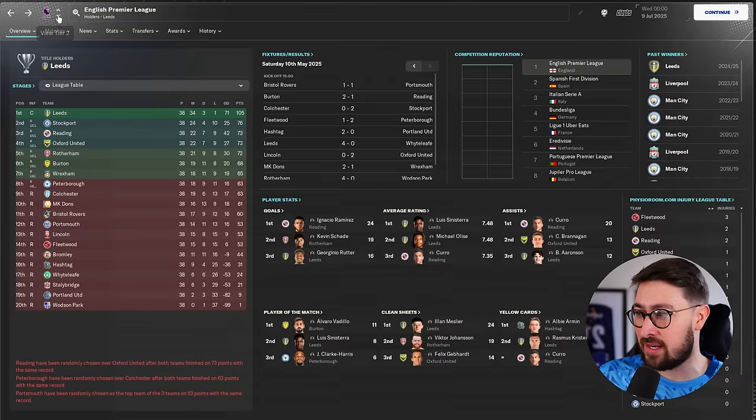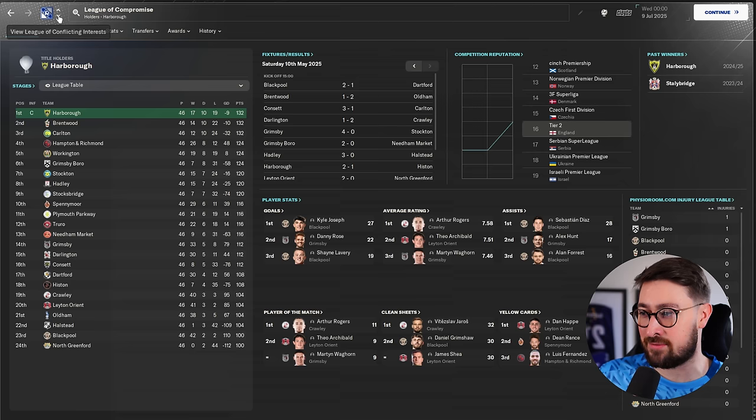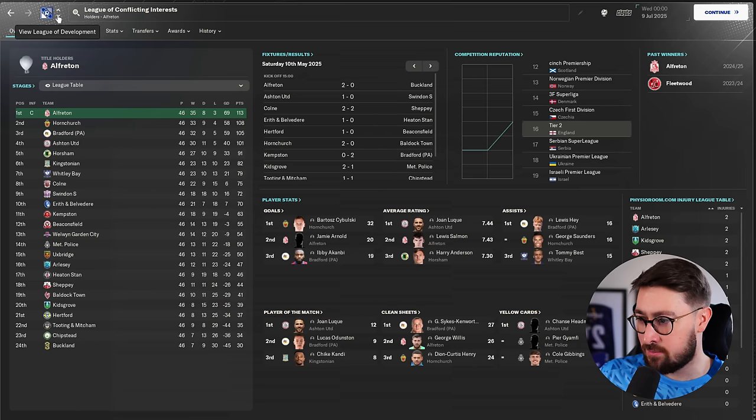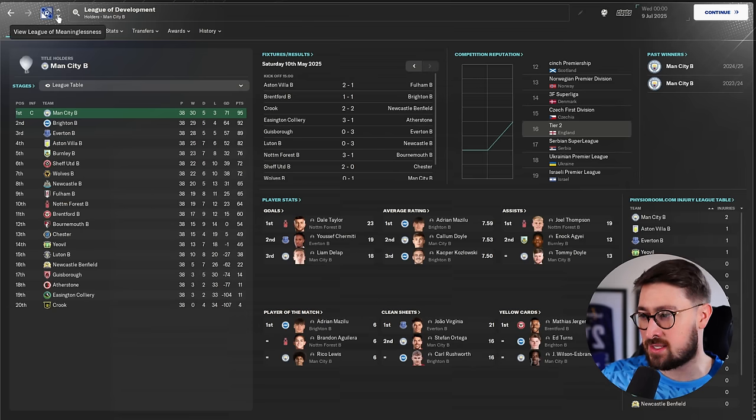I just want to go down the other leagues and just see what happened, who managed to get promoted from them. League of Compromise, Harborough have gone up to the Premier League, which is wild. Let's just scroll through quickly. Alfreton promoted from the League of Conflicting Interests. The League of Development, Man City B have won it. I wonder if they can actually be promoted. Does this mean that Chester get promoted?